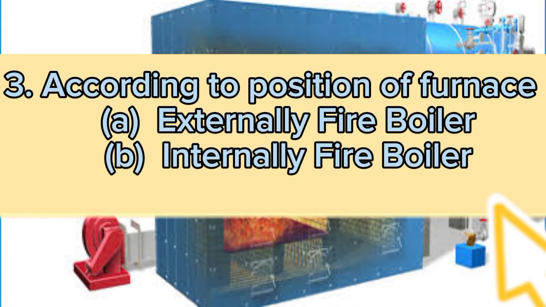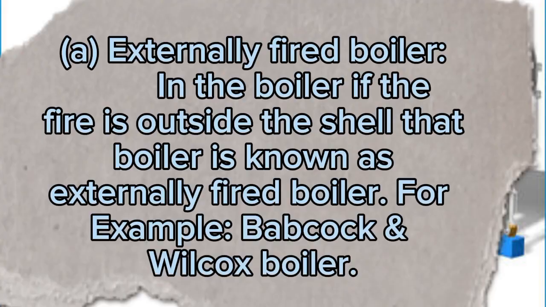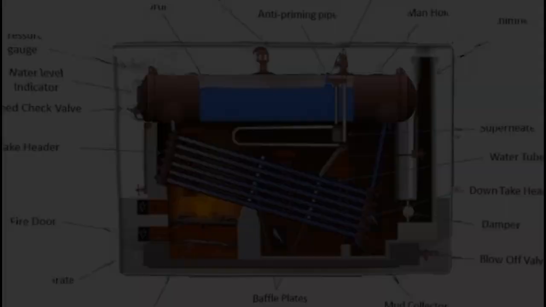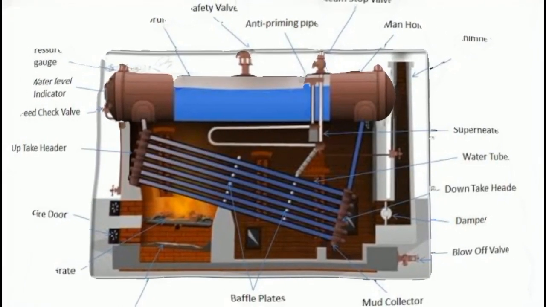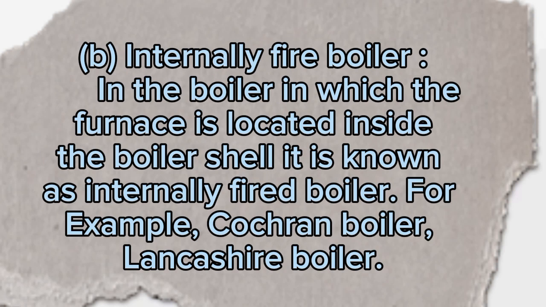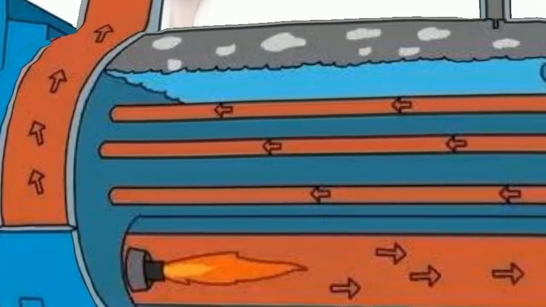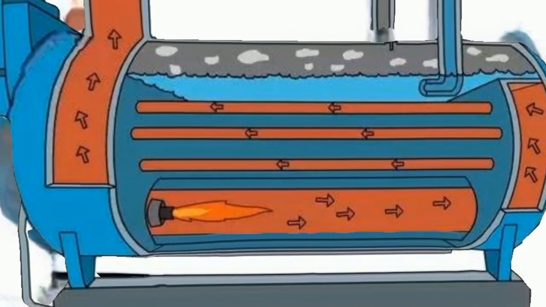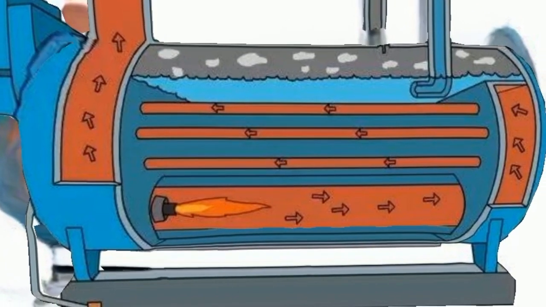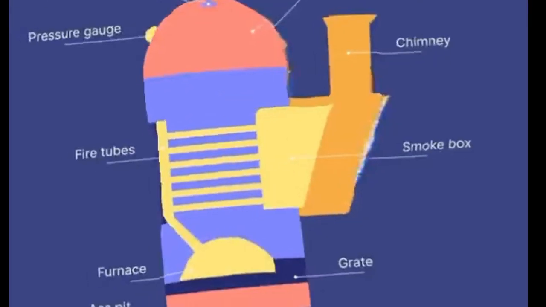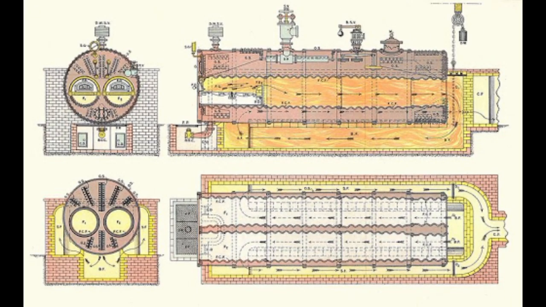3. According to position of furnace. A. Externally fired boiler. In the boiler, if the fire is outside a shell, that boiler is known as externally fired boiler. For example, Babcock-Wilcox boiler. B. Internally fired boiler, in which the furnace is located inside the boiler shell. It is known as internally fired boiler, for example, Cochran boiler, Lancashire boiler.